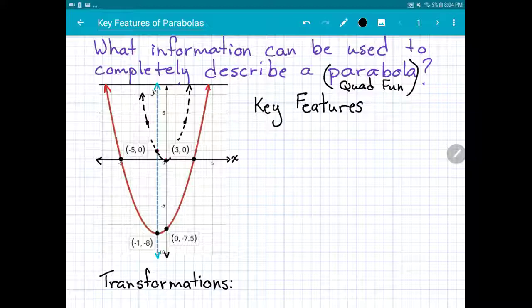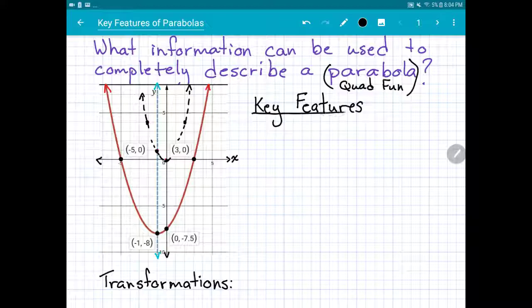One thing to think about is that everything has key features that you can use to describe it. So, for example, if you wanted to talk about a person, you might talk about their height or their weight, or what their clothes are, or what their favorite food is, or where they live. There are some key features that'll really help you narrow down who you're talking about. And that's what we want to do. We want to talk about which parabola we're really talking about, and what are some of the key features that you can use to do that.